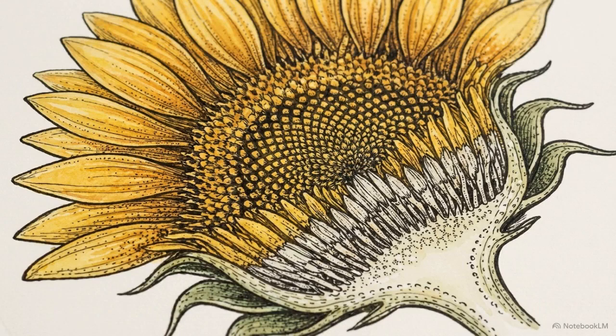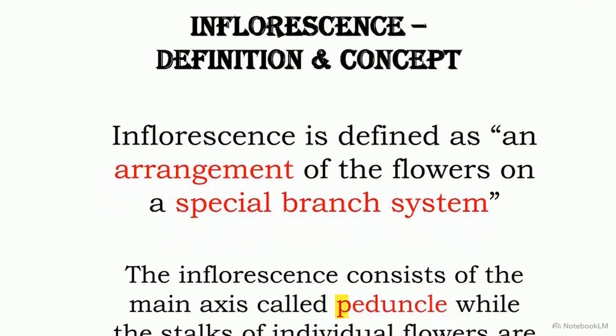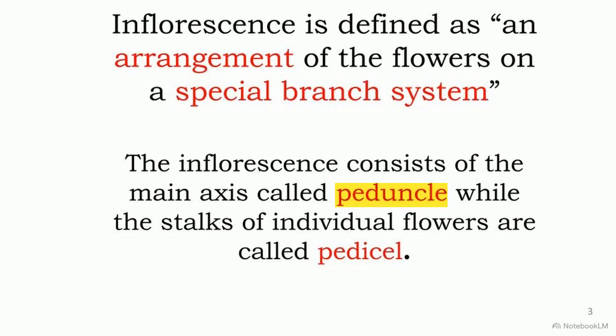While a poppy stands as a solitary bloom, a sunflower head functions as a dense colony of hundreds of tiny individual florets. This complex arrangement on a specialized branch system is called an inflorescence. It relies on a structural hierarchy: the main axis, or peduncle, and the individual flower stalks, known as pedicels.